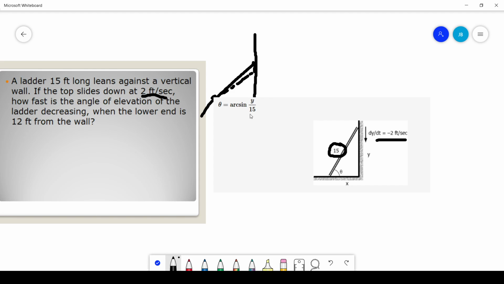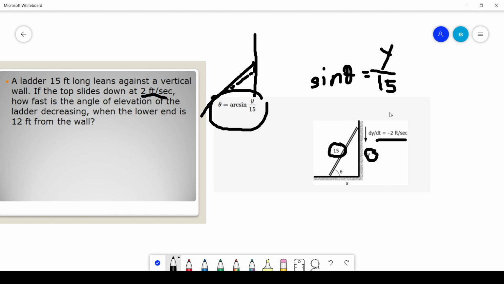So theta is equal to, yan ang magamit tag sine. Okay, so we are going to use sine here. So sine theta is equal to opposite over hypotenuse. Opposite is y, 15 is the hypotenuse. If we are going to use cosine, adjacent, so dili kana atong ginapangita, right?